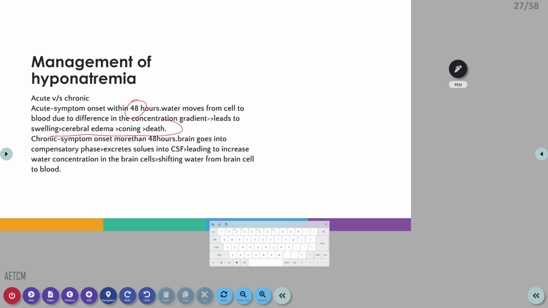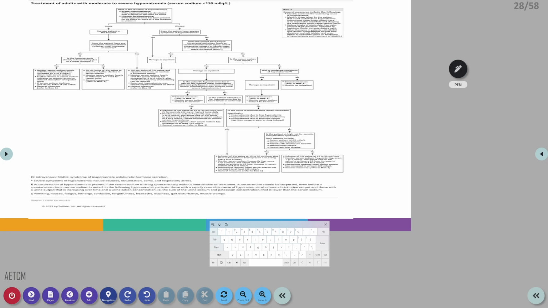Whereas in chronic hyponatremia, the symptom duration is more than 48 hours. And at this point, the brain gets into its compensatory phase and it excretes solutes into the CSF. As a result, there is a decrease in solute concentration inside the brain cells, thus shifting water from the brain cell to the blood. Coming to the management or treatment of hyponatremia.